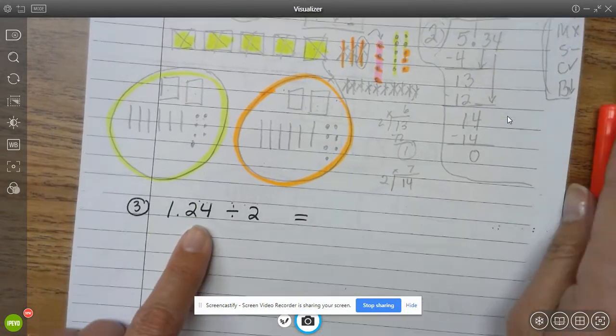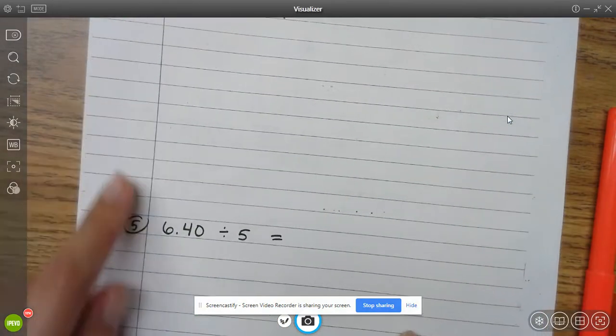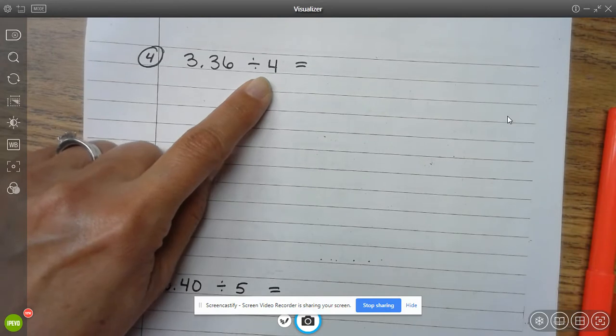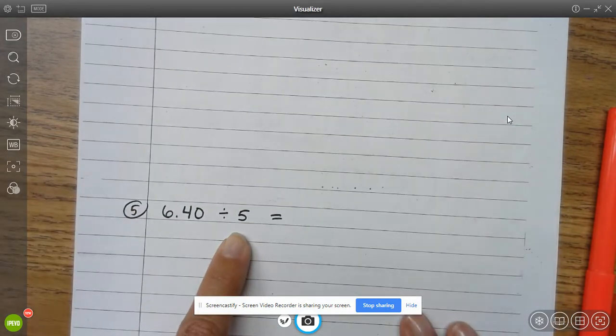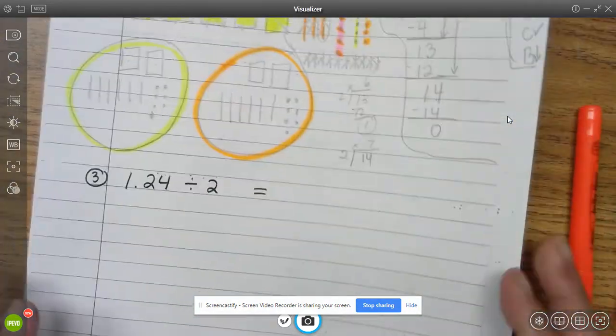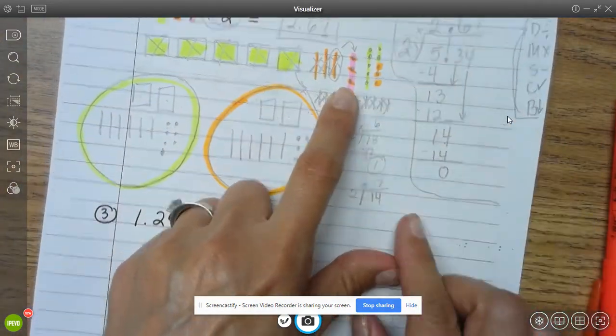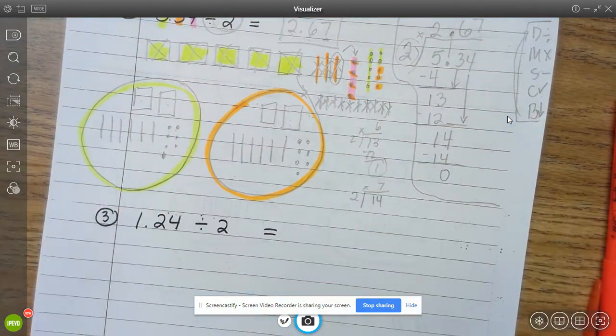So you guys are going to work on 3, 4, and 5. And again, you're dividing into larger groups. You're dividing by 4 groups here, and you're dividing by 5 groups here. Just make sure you break down any decimals that you cannot split between those number of groups.